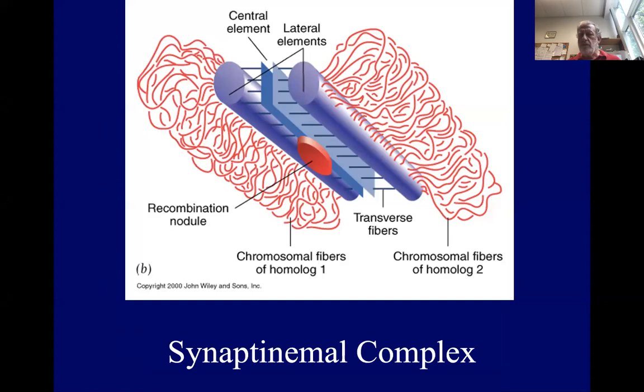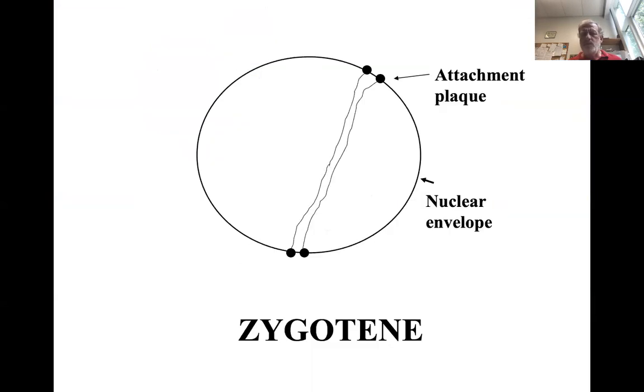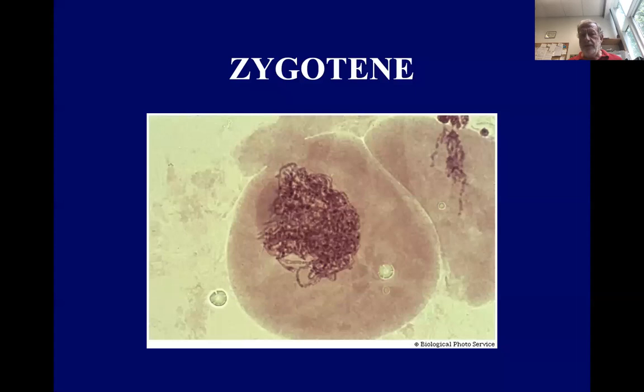As we can see here, the blue structure running down the middle is the synaptonemal complex. The recombination nodule is where breakage will occur. That's where a chiasma is. And the red fibrous stuff is the DNA from the 2 homologous chromosomes. So now the 2 homologs are together and held together by the synaptonemal complex. Attachment plaques are still present, and they're starting to look a little more condensed now.